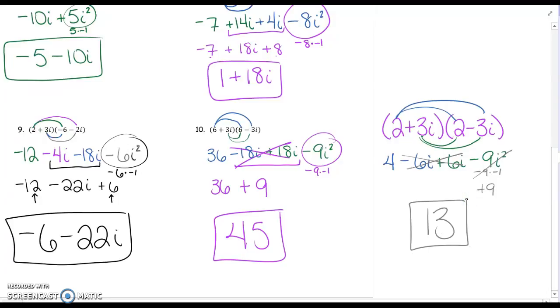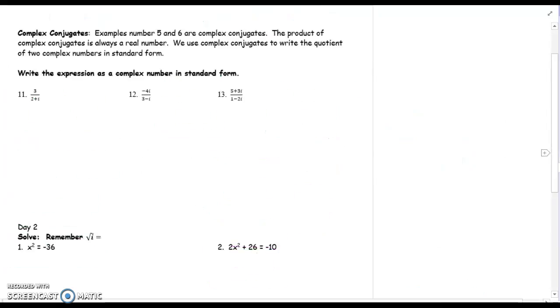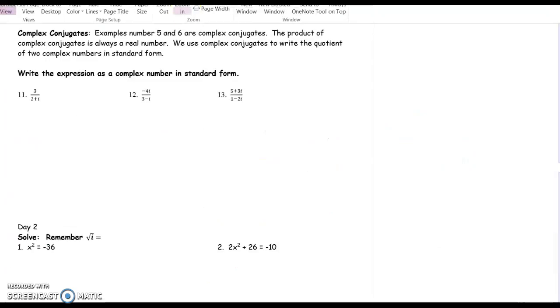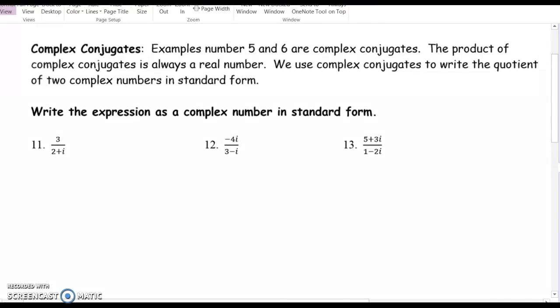So the result of multiplying complex conjugates is a real number. We are going to use this concept to help us with fractions that have imaginary numbers in the denominator. We cannot leave a fraction with an imaginary number in the denominator because an imaginary number is a square root and we can't have square roots in the denominator. So turn the page and let's look at complex conjugates.